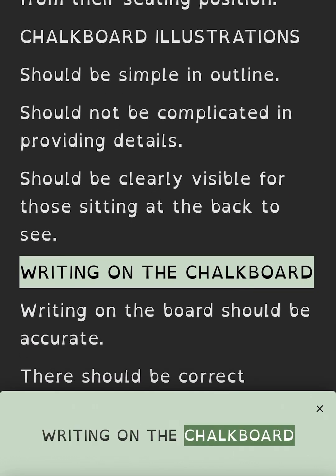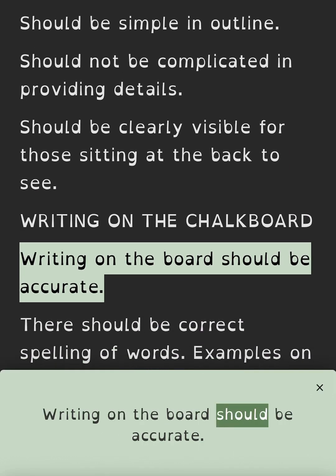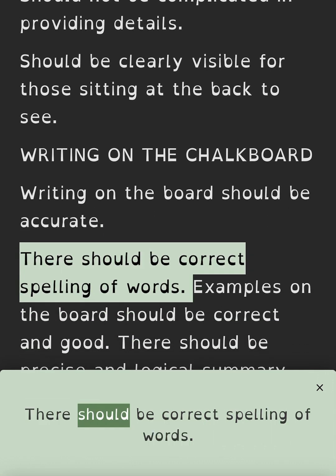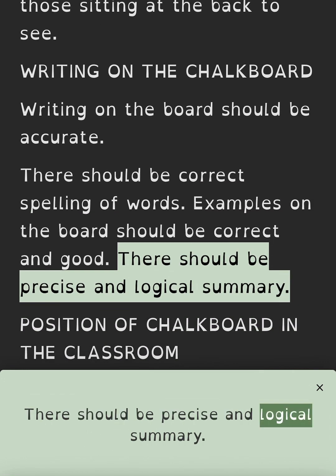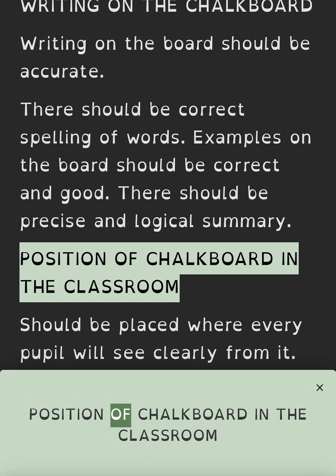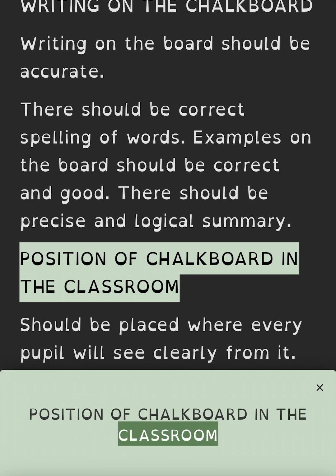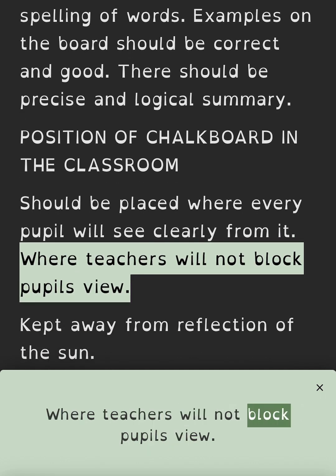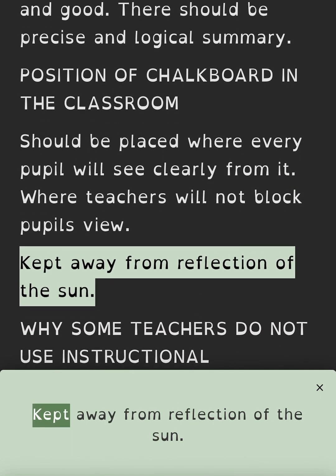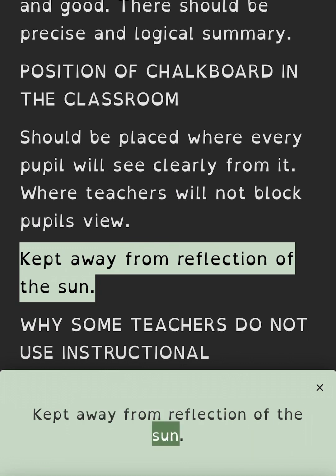Writing on the chalkboard. Writing on the board should be accurate. There should be correct spelling of words. Examples on the board should be correct and good. There should be precise and logical summary. Position of chalkboard in the classroom should be placed where every pupil will see clearly from it. Where teachers will not block pupils' view. Kept away from reflection of the sun.